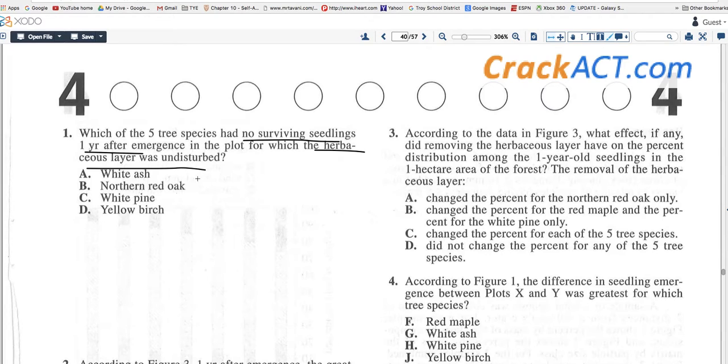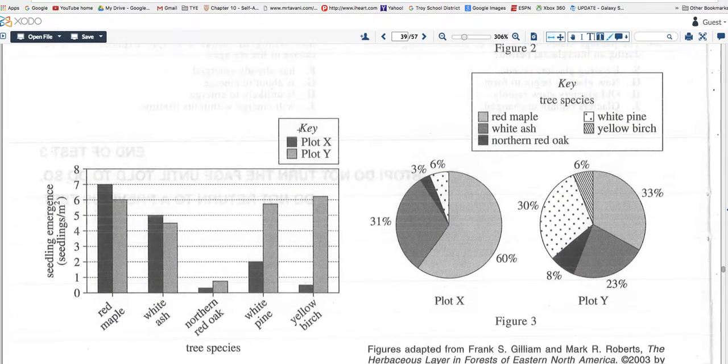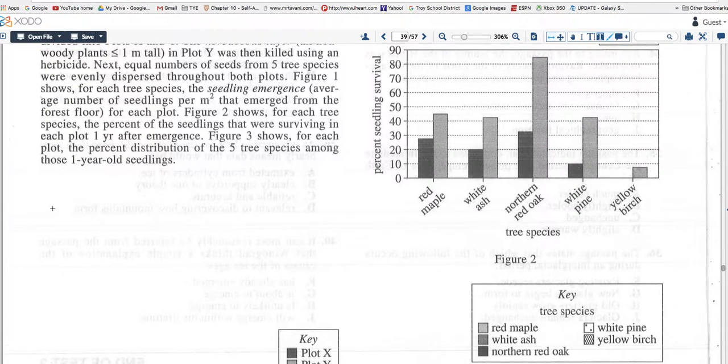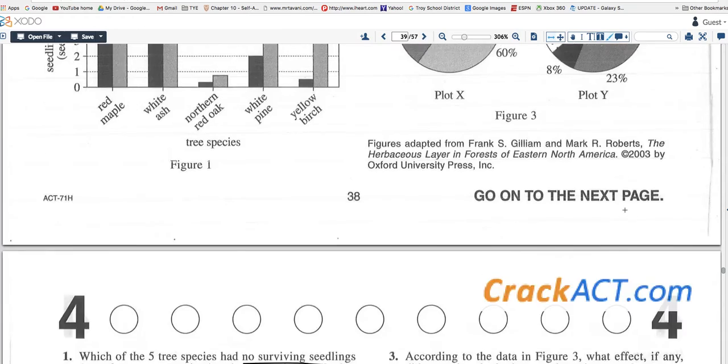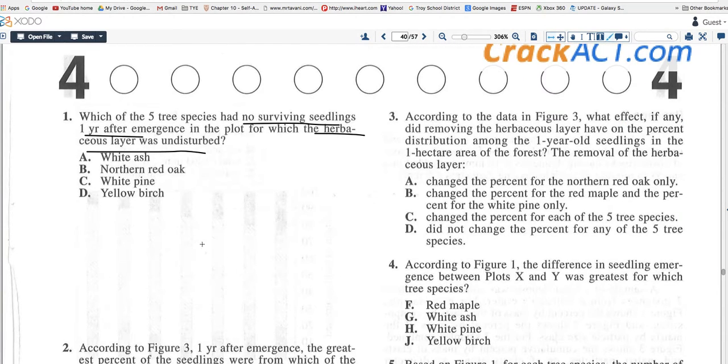So what I'm going to do, I'm looking for no surviving seedlings. So always read the axes. Seedling emergence, that's not the one I want. I want percent of seedling survival. And I'm looking for no survival. Which one has no survival? Well, it's right here. It's the one that's 0. So that one is yellow birch. Does that make sense to everyone how we did that? Yeah. So this one would be D.